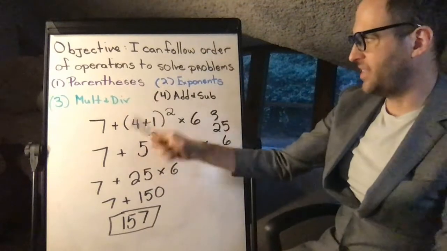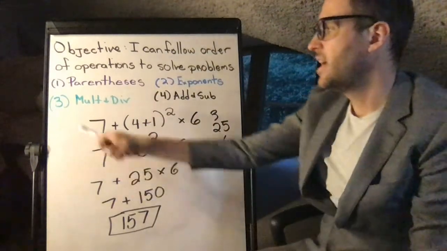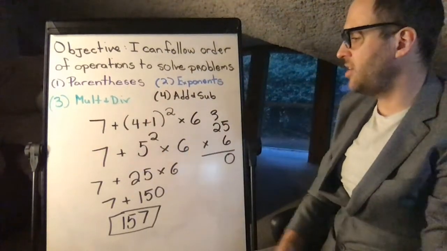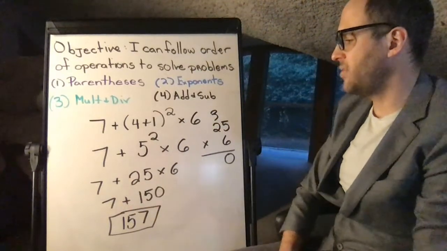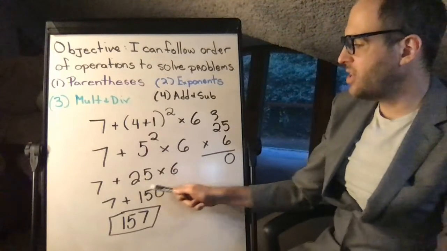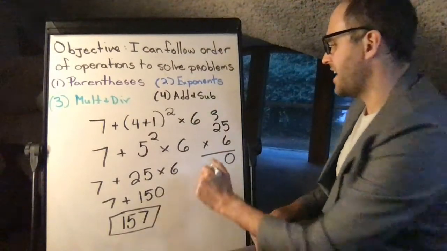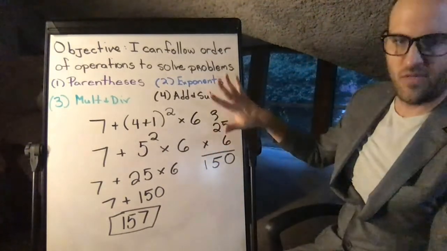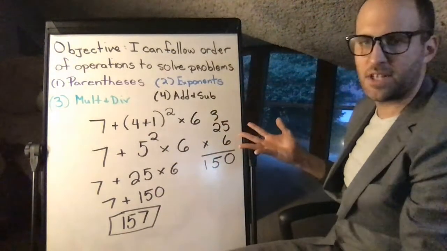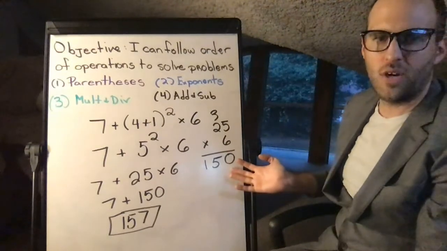We've taken care of the parentheses. We've taken care of the exponents. We have one multiplication to do, which means you have to do 25 times 6 before 7 plus 25. I wouldn't do this in my head, friends, which is why I came over here and did this lovely math work on the side, which is perfectly okay. Please don't do this kind of stuff in your head.